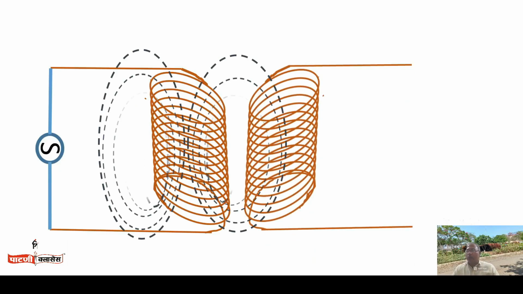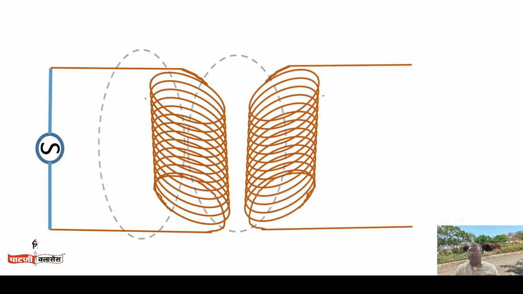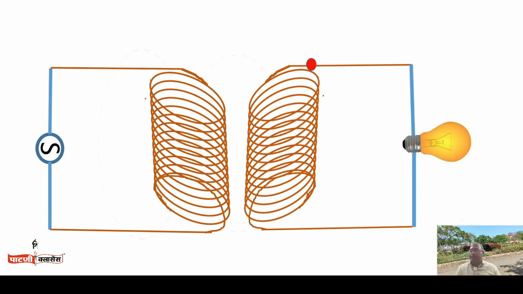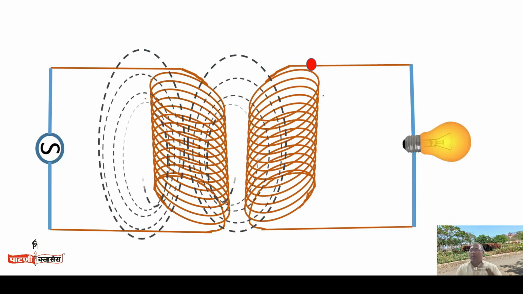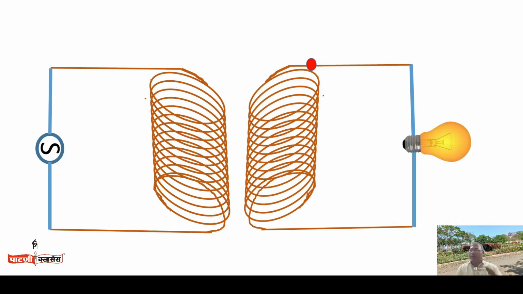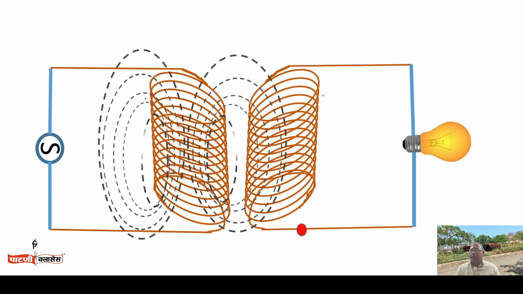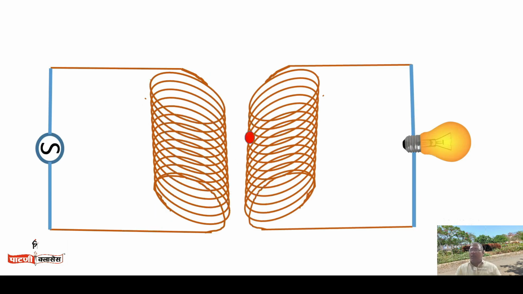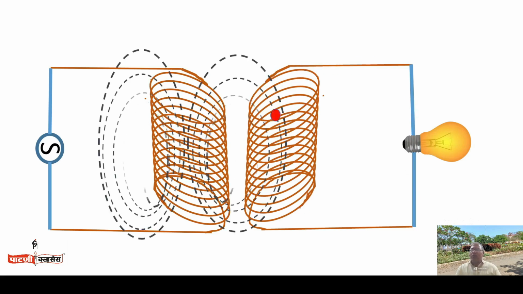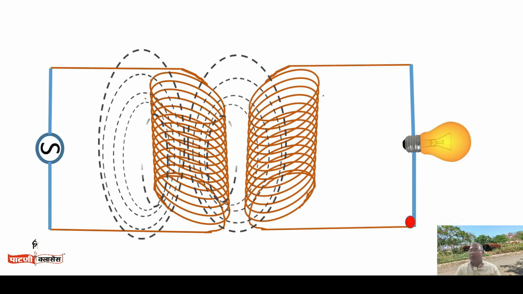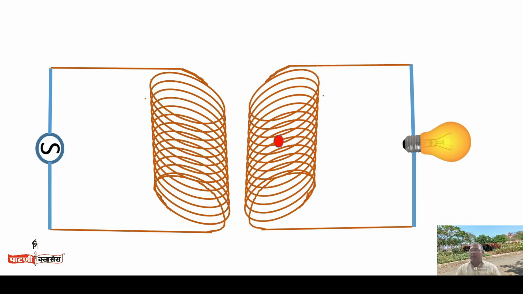Now suppose we keep another coil near the first coil. We connect a bulb to the right side coil and the bulb gives light. That means the bulb glows because current starts flowing through the coil. The surprising thing is that both coils are not touching each other, even though electrical energy is transferring from the left side coil to the right side coil.